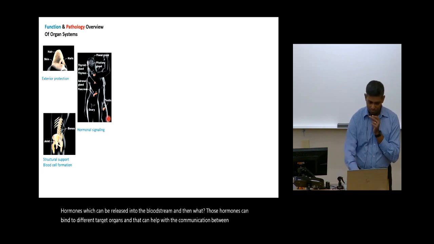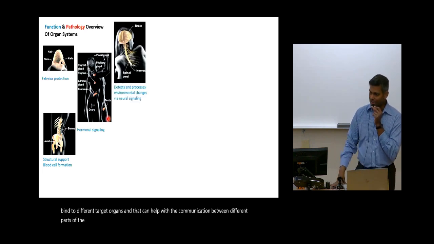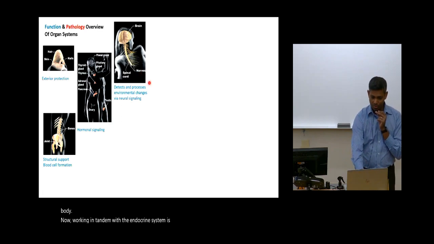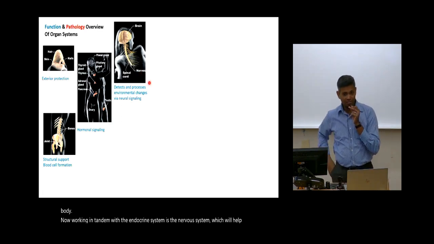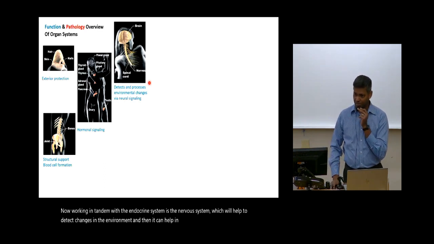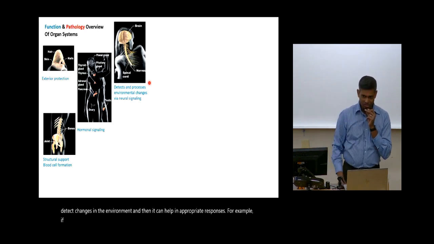and that can help with the communication between different parts of the body. Now, working in tandem with the endocrine system is the nervous system, which will help to detect changes in the environment, and then it can help in appropriate responses. For example, if you see something dangerous like a bear.